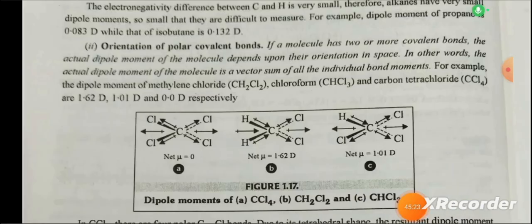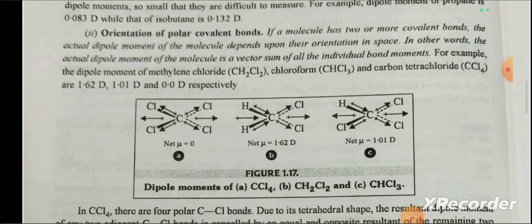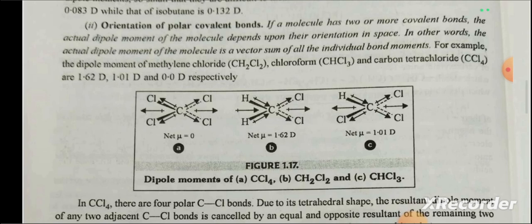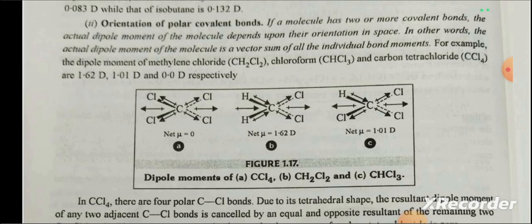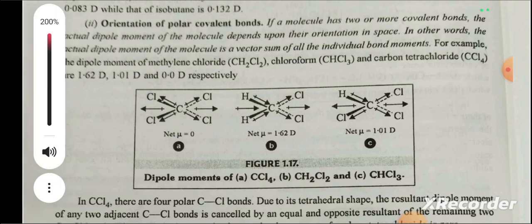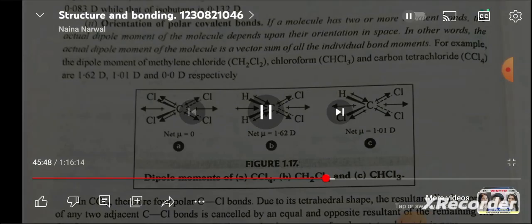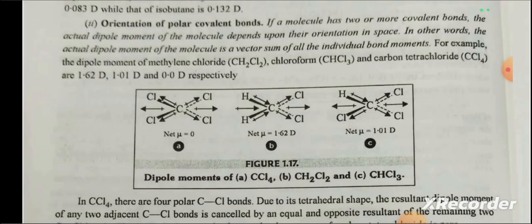Orientation of polar covalent bonds. If a molecule has two or more covalent bonds, the actual dipole moment of the molecule depends upon their orientation in space. In other words, the actual dipole moment of the molecule is a vector sum of all the individual bond moments. For example, the dipole moments of methylene chloride, chloroform and carbon tetrachloride, as shown in the figure.